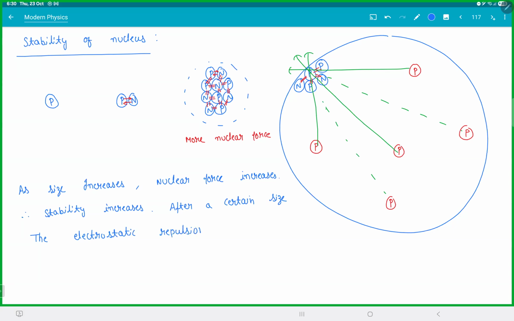So, the electrostatic repulsion due to protons. Generally, this repulsion starts dominating somewhere around lead. Lead is the last stable nucleus that we have so far. After lead, every element is radioactive, meaning they're just waiting for a chance to break down and become lead. The repulsion due to protons becomes large. So this is the reason for the radioactive decay.